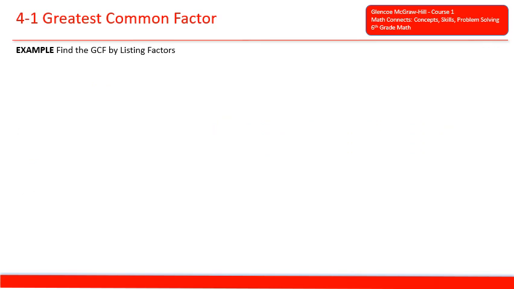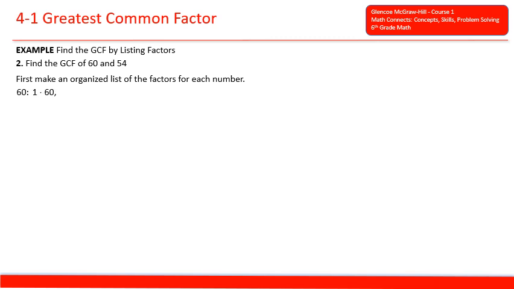Find a GCF by listing factors. Find the GCF of 60 and 54. First, make an organized list of the factors for each number. So for 60, we have 1 times 60, 2 times 30, 3 times 20, 4 times 15, 5 times 12, 6 times 10.